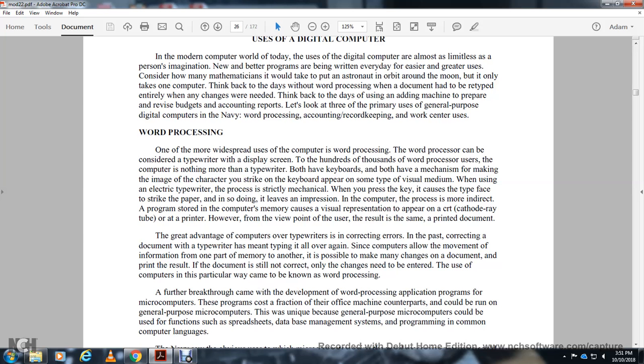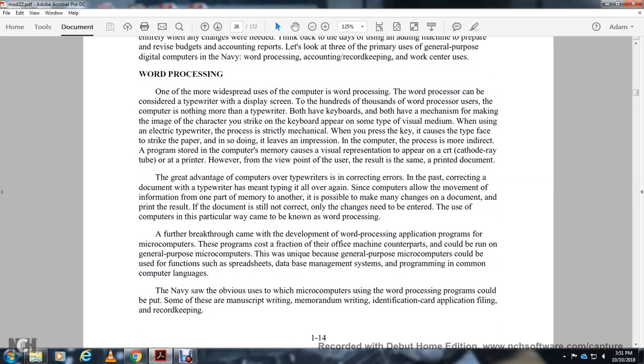However, from the point of view of the user, the result is the same, the printed document. The greater advantage of the computer is in correcting errors. With typewriters, correcting a document that has been typed was difficult. Since the computer allows the movement of information from one part of the memory to another, it is possible to make changes to the document and print the result. If the document is still not correct, the only change needed can be entered, due to the computer, in a way that came to be known as word processing.